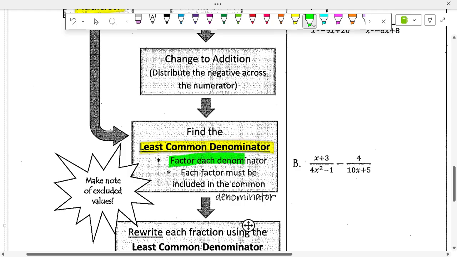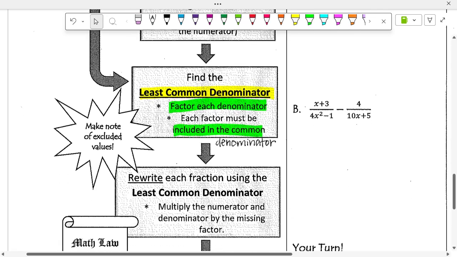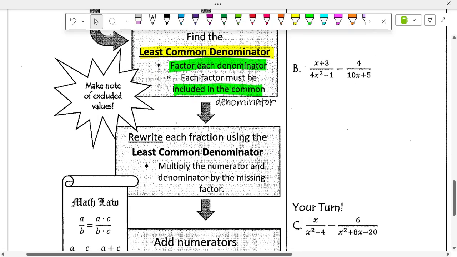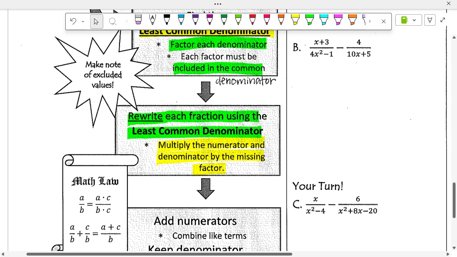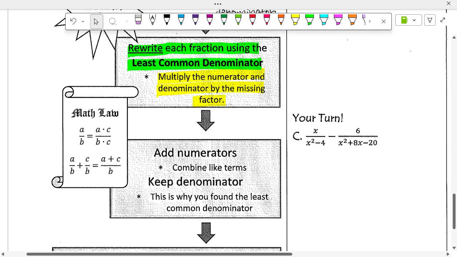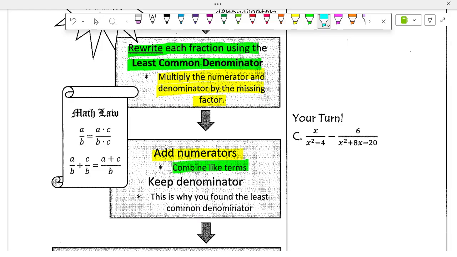You factor each denominator. Each factor must be included in the common denominator. We rewrite each fraction using the LCD and multiply the numerator and denominator by the missing factor. Add the numerators, which is really easy because it's just combining like terms. And then you always keep the denominator. So that's why you found the least common denominator.